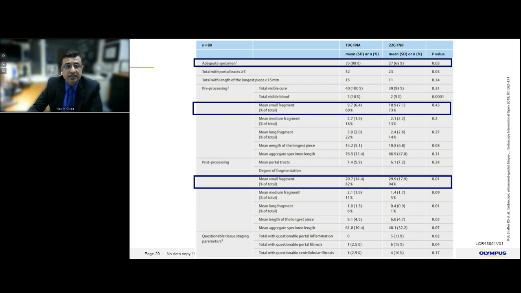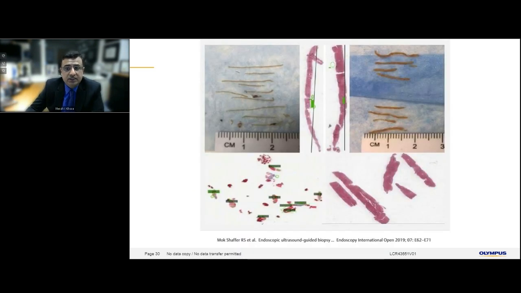And in this, you can clearly see, I don't even have to say which is which, but the tiny thinner cores on the left are the 22-gauge needle. And you can see they're much thinner pre-processing. And if you look at the bottom, in the post-processing length there are multiple small fragments, as compared to the 19 cores, which are much thicker, and then post-processing, they retain their length and their pathological assessment.